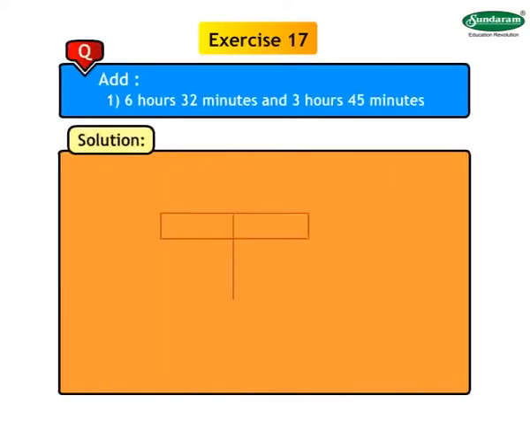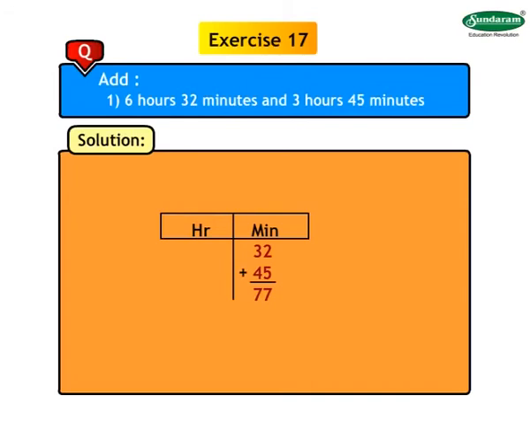Solution. Make 2 columns of hours and minutes. Place the hours and minutes under proper columns, as shown, with a plus sign on the left. Start adding from the minutes column. 2 plus 5 is equal to 7. 3 plus 4 is equal to 7.